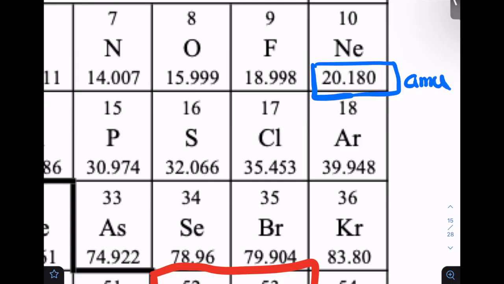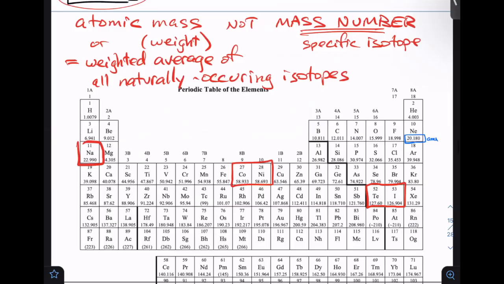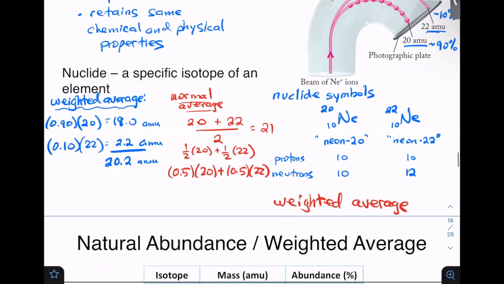And the two most prevalent ones are the ones that I talked about, okay? So that's the difference between a weighted average and a normal average. All of the numbers that you look at on the periodic table, those are the weighted averages, because it has to do with the different abundances of the naturally occurring isotopes in nature. They will have different numbers of neutrons, but they are all isotopes of the same element. They all have the same chemical and physical properties.